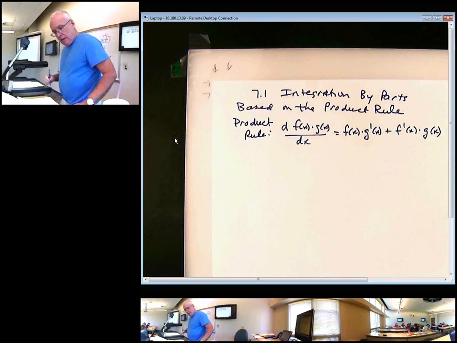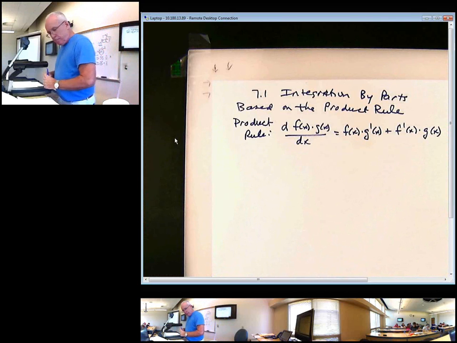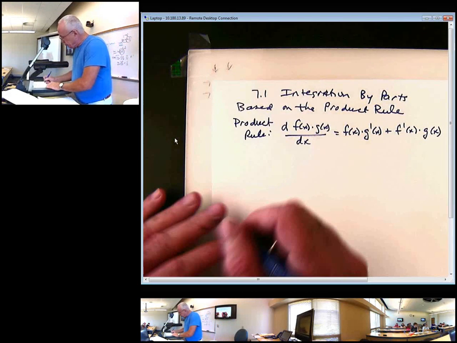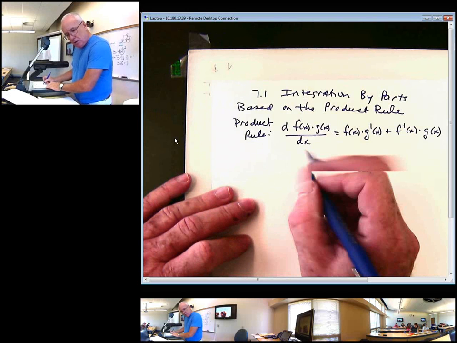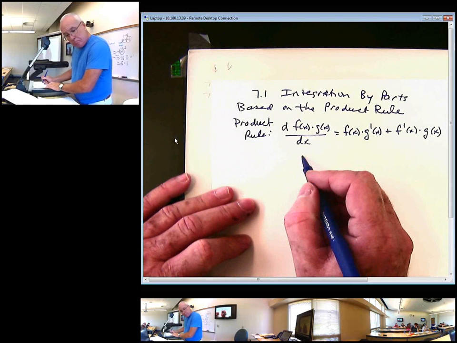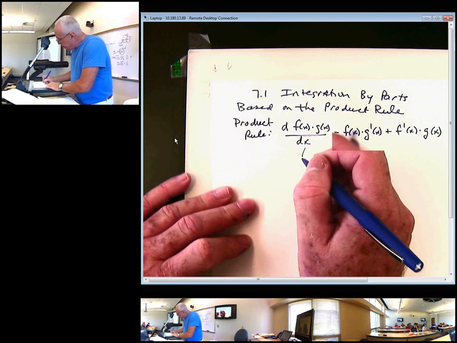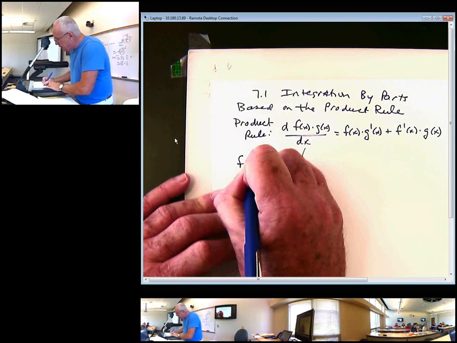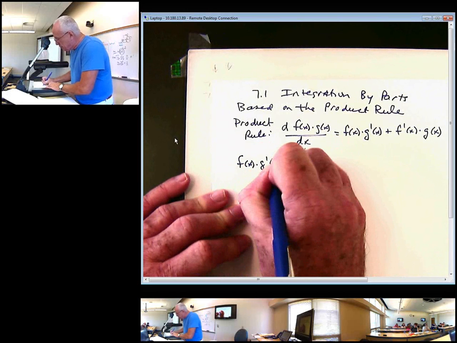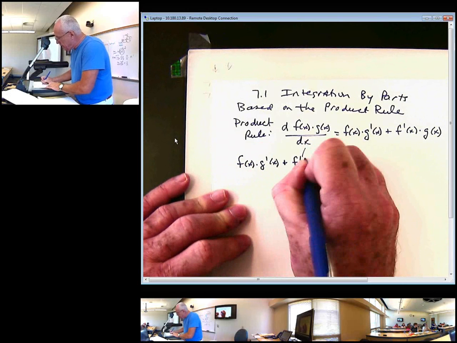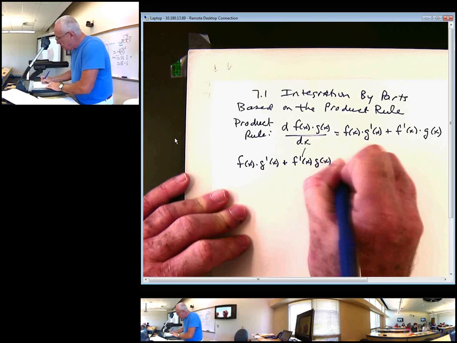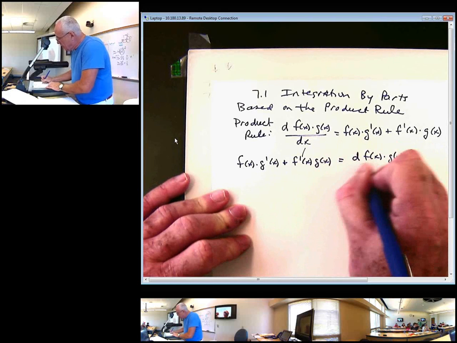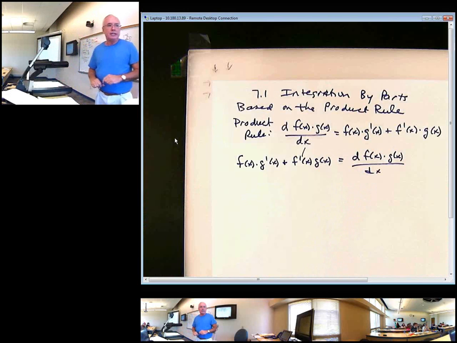Okay. Now, I'm going to rewrite this a little bit here. I'm just going to switch it around. I'm going to write this as f of x times g prime of x plus f prime of x times g of x equals the derivative of f of x times g of x. I'm just switching the sides. That's all I'm doing there.